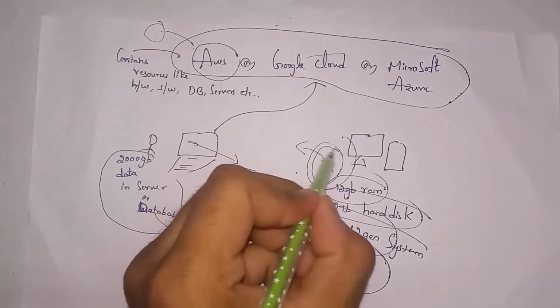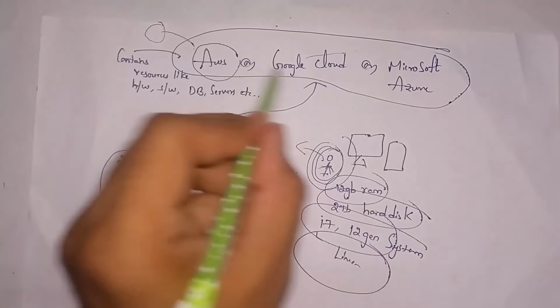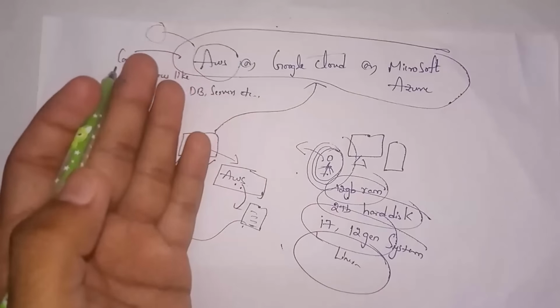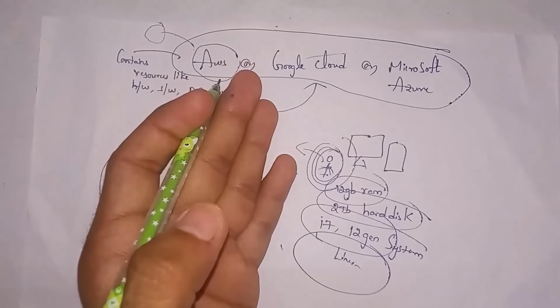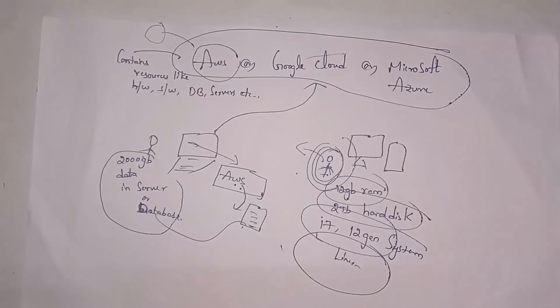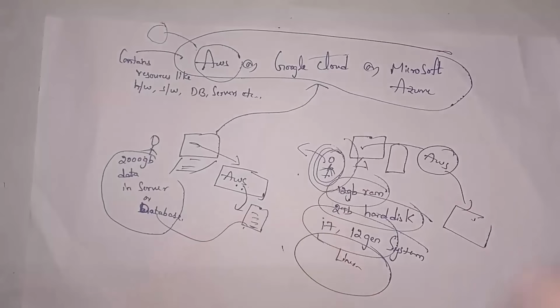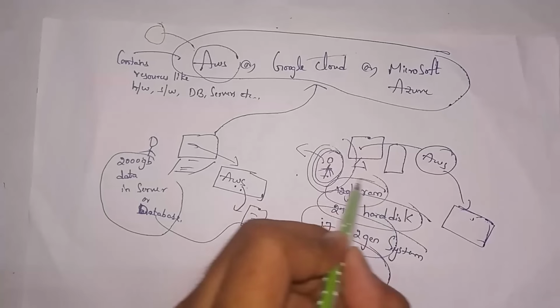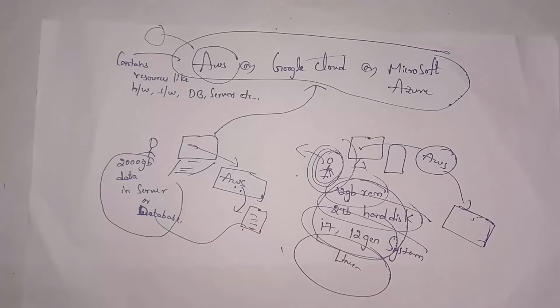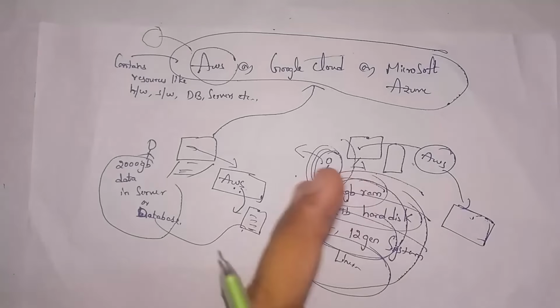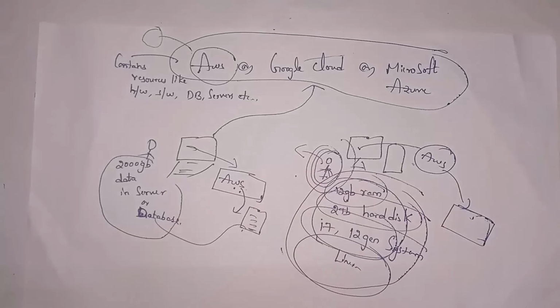Now by using internet, this user will use any of these services, like he will open the AWS website or Google Cloud website or Microsoft Azure website. By using internet, this user will open the AWS website and then he will select a system with this configuration and then he will do that work. And how much time he uses? Only for that he needs to pay money.